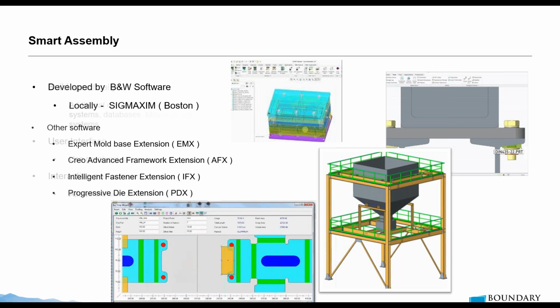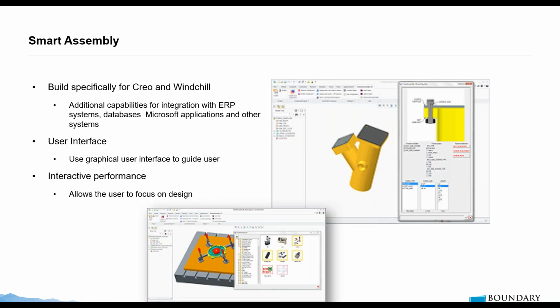Okay, so what is Smart Assembly? Smart Assembly is specifically built for Creo and Windchill. It's taking technology that's there and giving you a nice graphical interface to design your products or make changes to them, or manipulate it in such a way that you can be more productive.